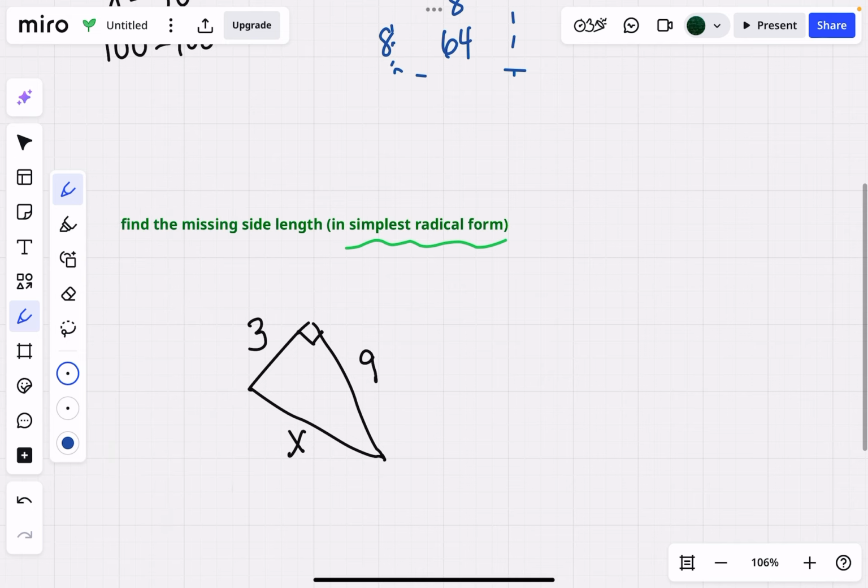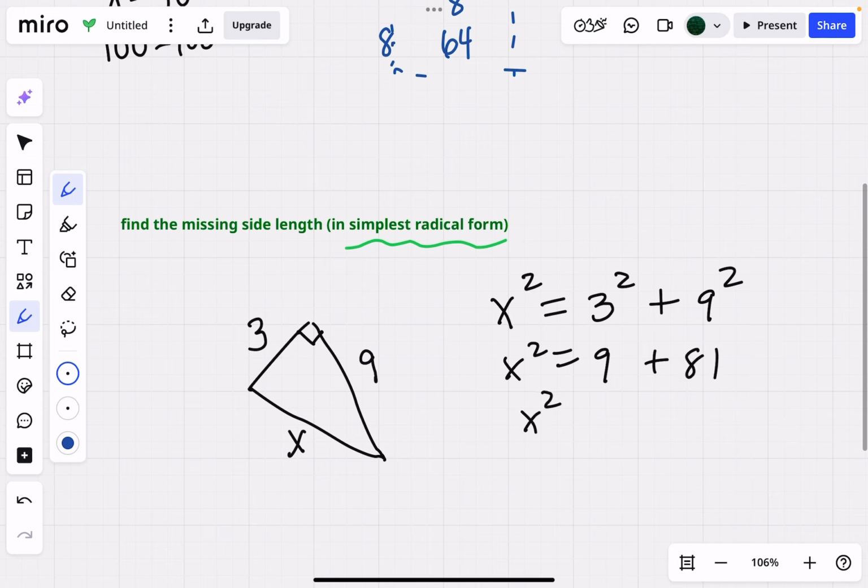Okay, so let's start this out. We have our hypotenuse squared equal to our legs squared, not cubed. And now let's see. We have 9 plus 81, which would be 90. And we saw in the last example, we're just taking the square root. So we have the square root of 90.